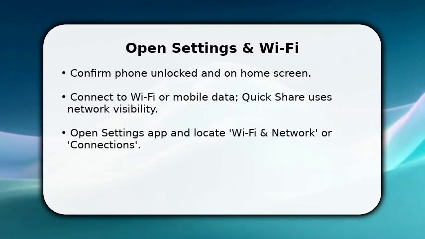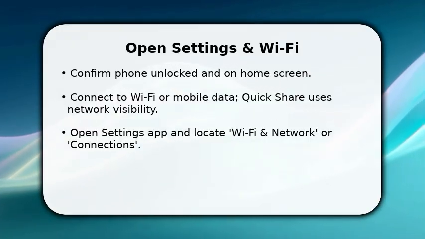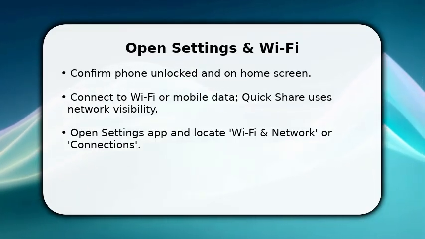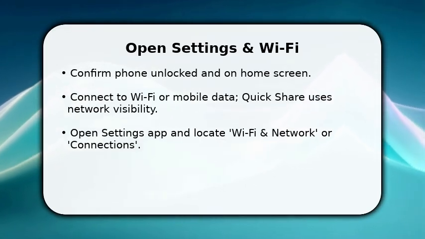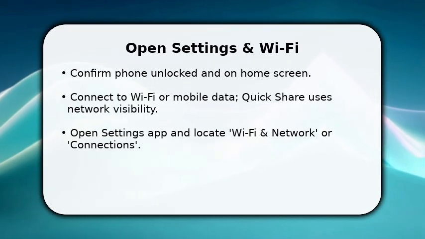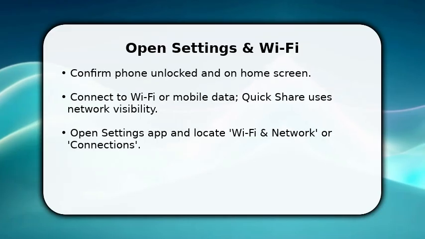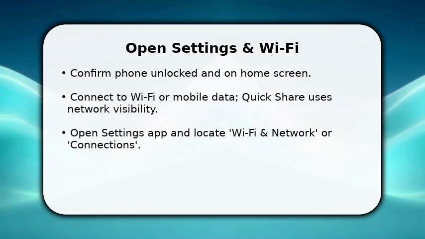You start by getting to the right place quickly. Unlock the phone and open settings. Once done, make sure Wi-Fi or mobile data is active because Quick Share uses network presence. Next, tap Wi-Fi and network or connections depending on your OnePlus skin. This gets you into the sharing and connectivity area where Quick Share settings live. Don't pause, move directly into the network section so you can access the sharing options in the next step.